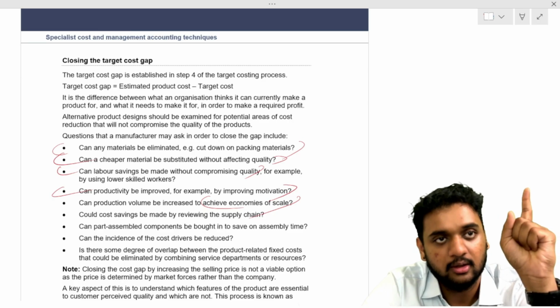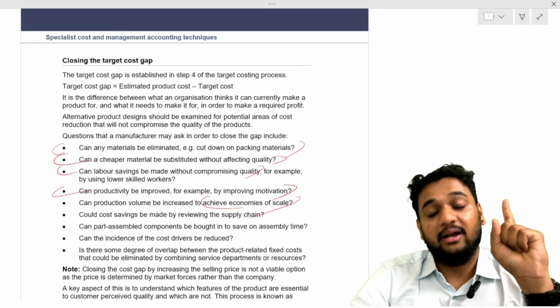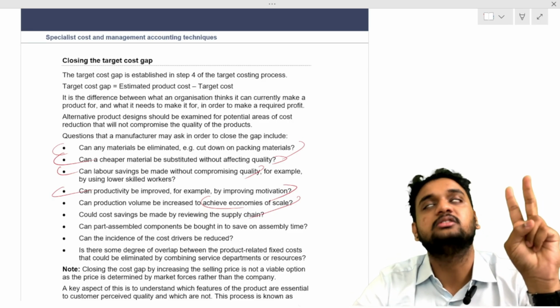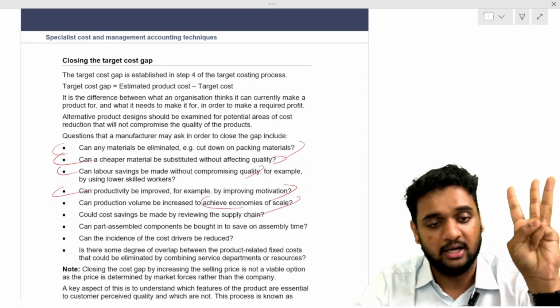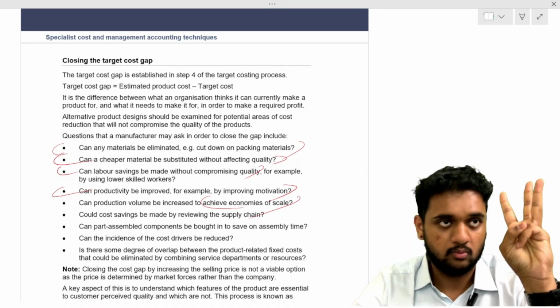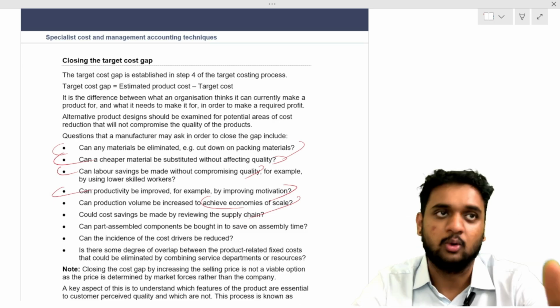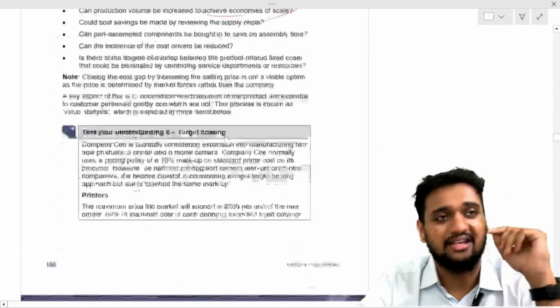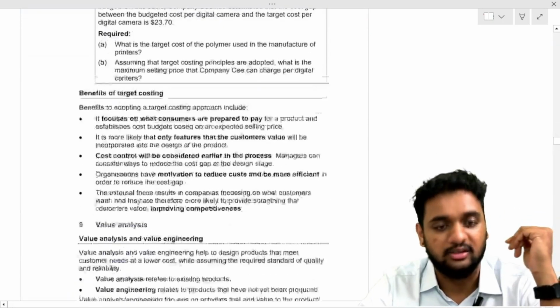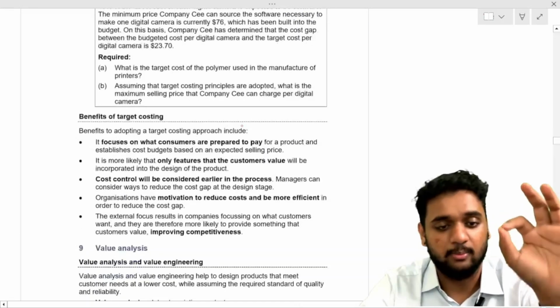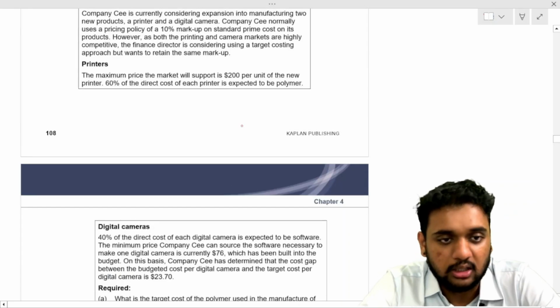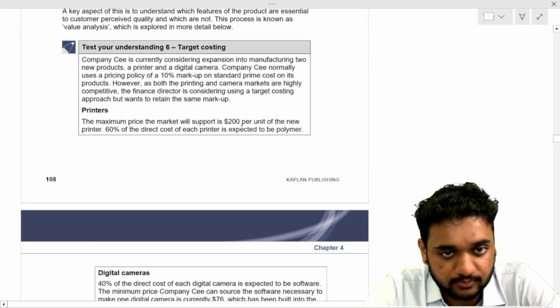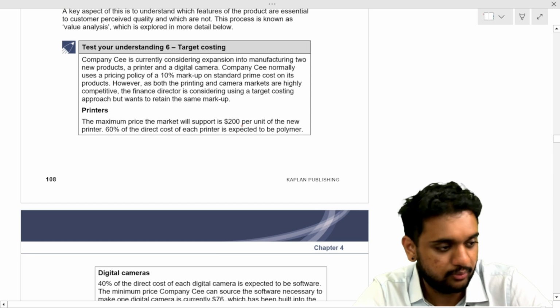What is the first point? Materials can be eliminated. Second, cheaper materials can be used without compromise on quality. Third, labor can be saved without compromise on quality. Fourth, productivity can be improved. Fifth, economies of scale can be achieved. Understood? Now come to test your understanding question number 6, and then we have the benefits of target costing. Then we are done. Come to test your understanding question number 6 or 5, whatever is in the book.